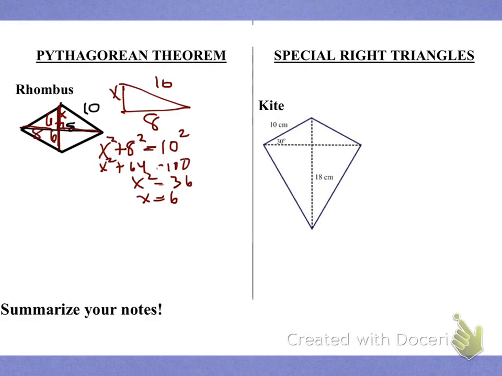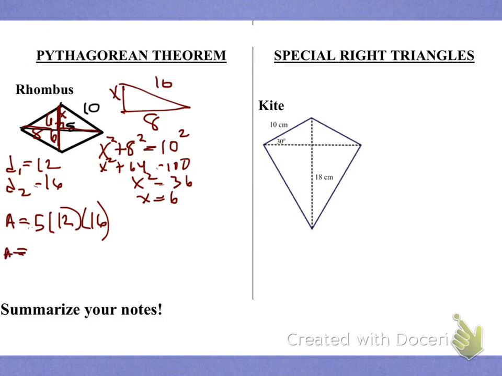So my first diagonal, 6 plus 6, is 12. My second diagonal, 8 plus 8, is 16. Now I can solve for the area of this rhombus. So area equals 1/2 or 0.5 times 12 times 16. Plug that into your calculator. You're going to get the area equals 96. And let's just say here we're dealing with inches. We've got 96 square inches is the area of that rhombus.